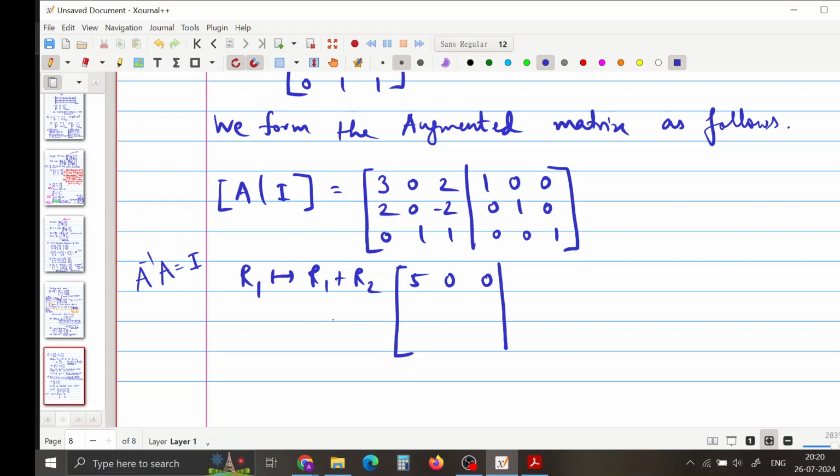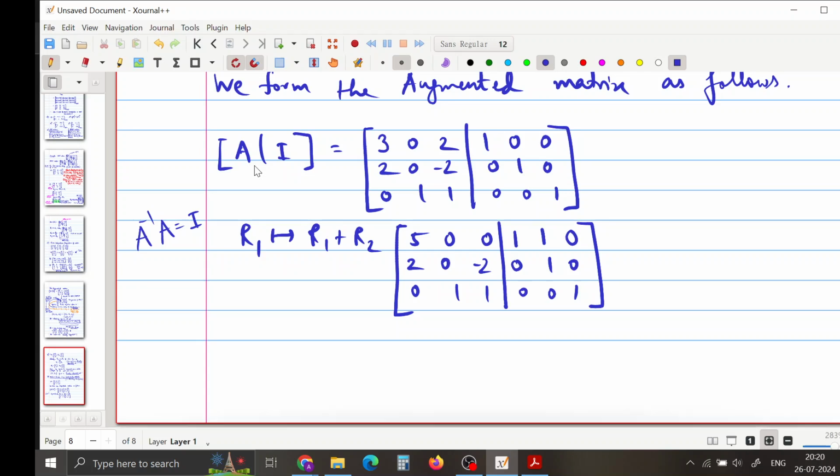Okay, so what does the right half become? R1 changes to R1 plus R2. So this is 1 plus 0, 0 plus 1 is 1, 0 plus 0 is 0. Okay, be very careful about this. Okay, rest is the same, like this. And similarly you can do other sequence of row operations. So what I have done in the first step, I have made this 0.